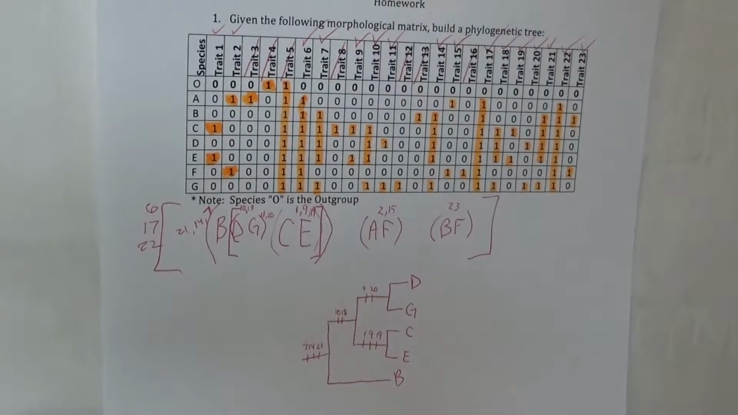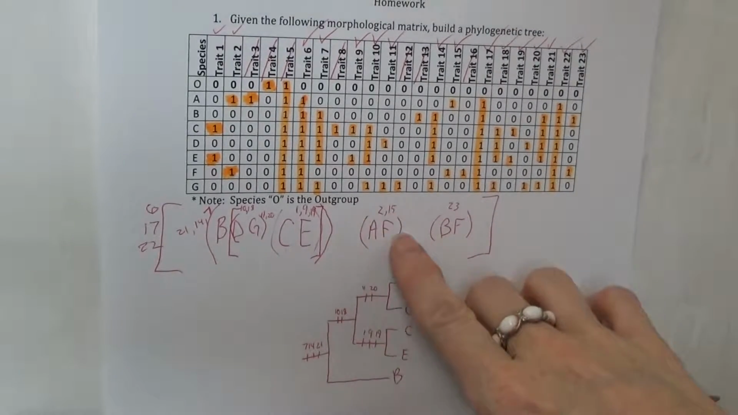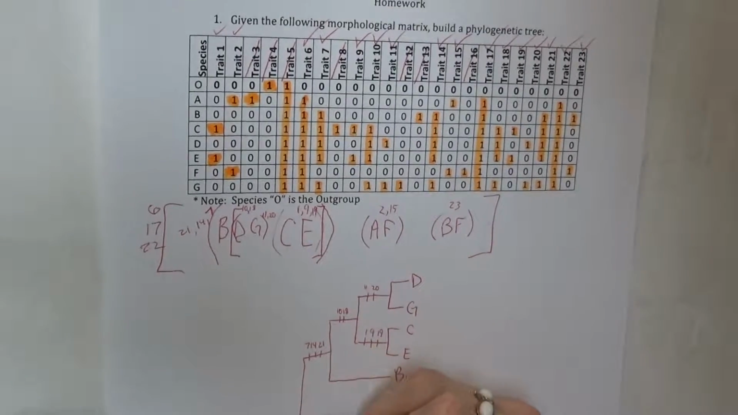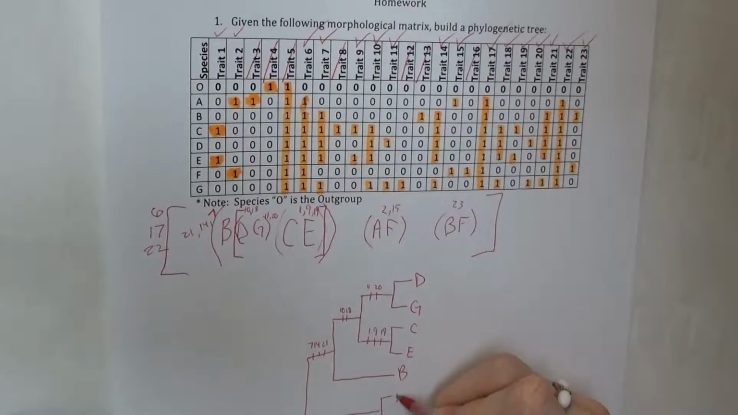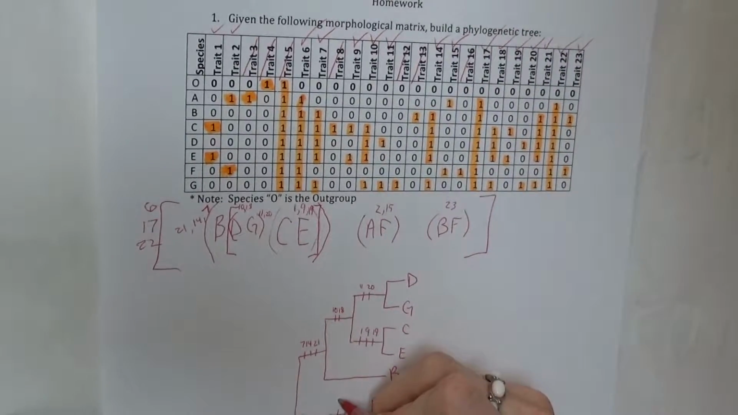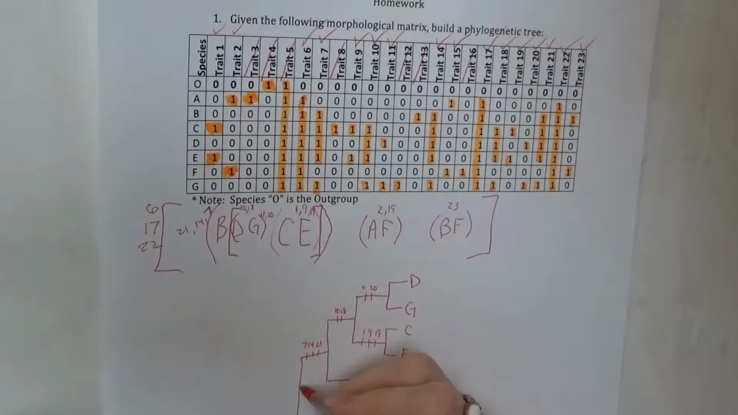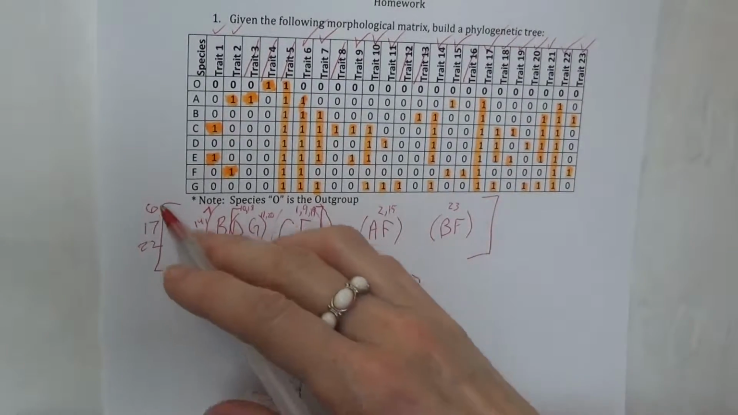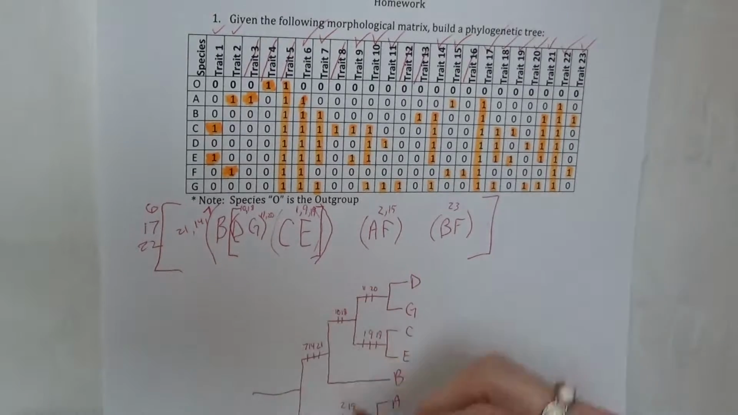Okay. And then we have A and F in there. So A and F are outside of that group. What things grouped A and F together? 2 and 15 did. What things grouped A and F with the rest of them? Okay, well that was all these guys, 6, 17, and 22.